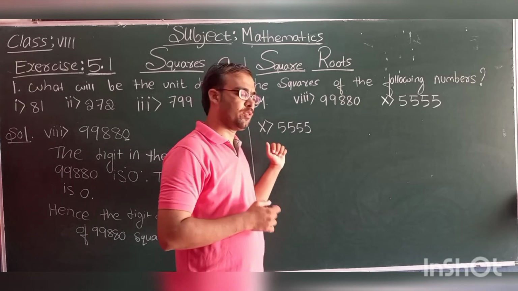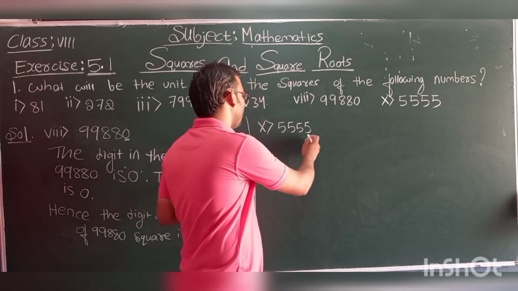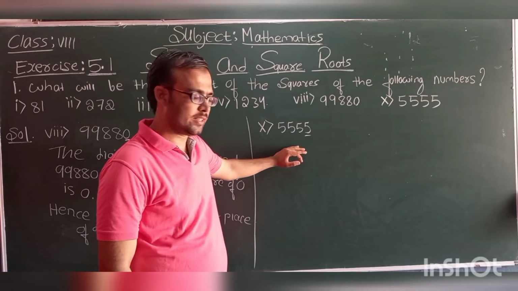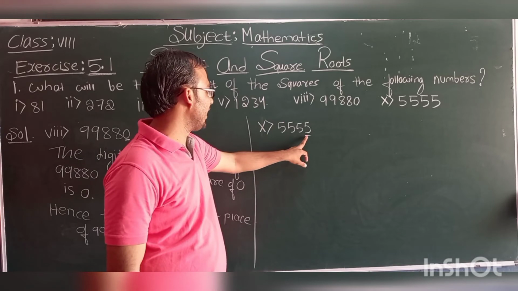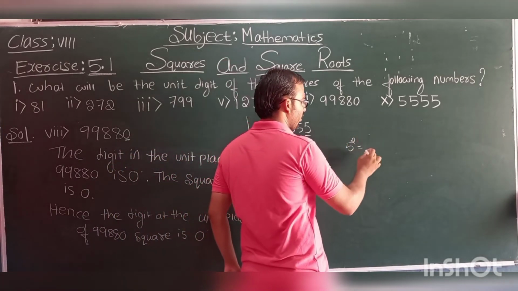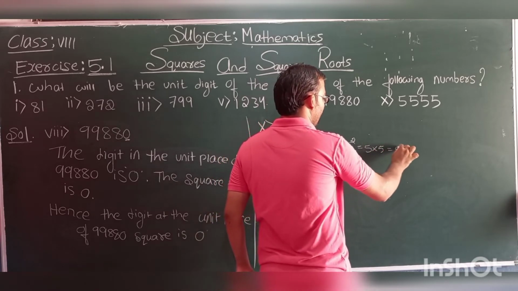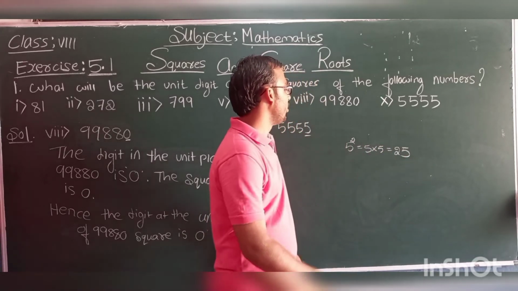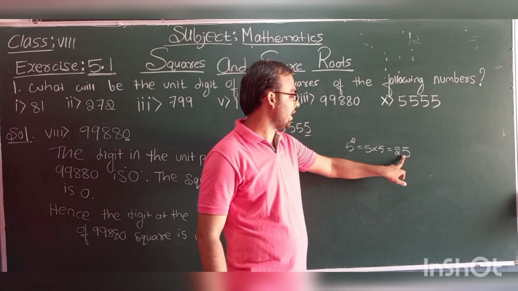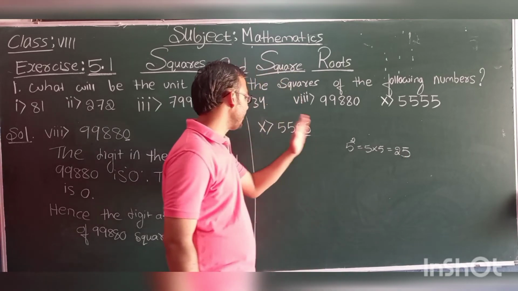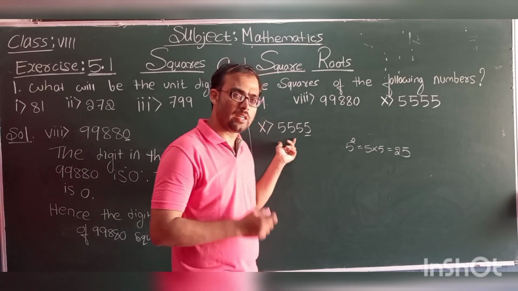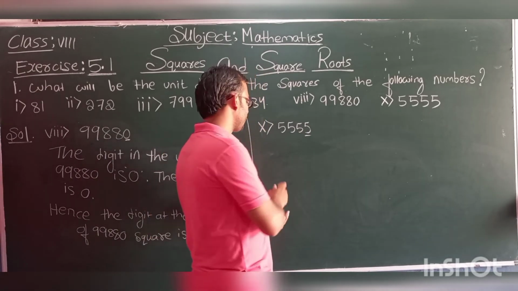Here also we need to find the same thing. As I told you, only by looking at the last digit we can find the digit that will be at the unit place of the square of this number. Here the last digit is 5. So when we square this one, what are we going to get? 5 5s are 25. Here in 25, 5 is the last digit. So when we square this number, we are getting 5 as the digit in the unit place of the square of this number. So what can we write, students?